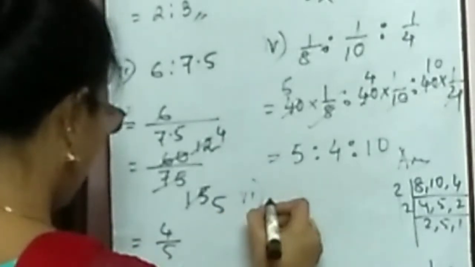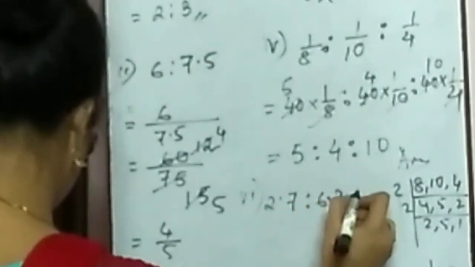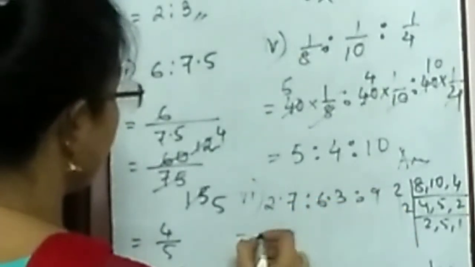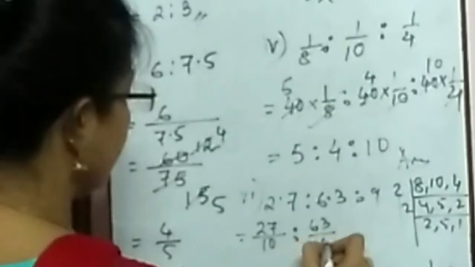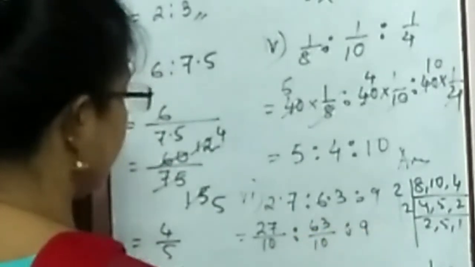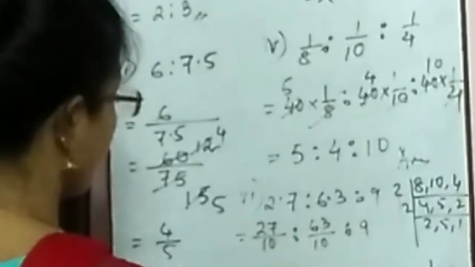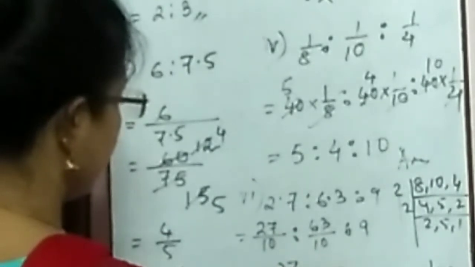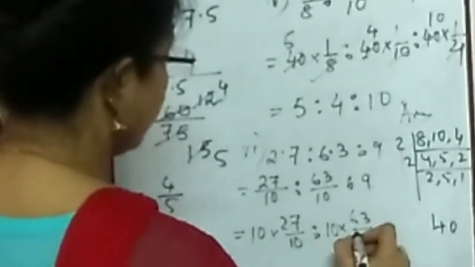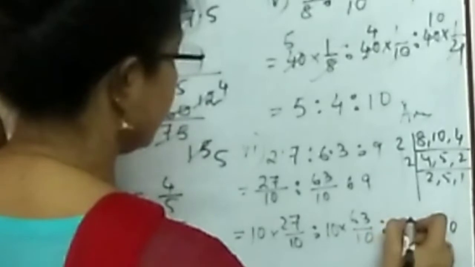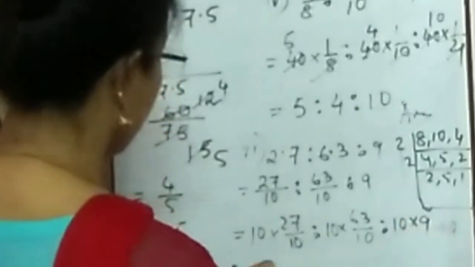Question number 6. You need to make 2.7 is to 6.3 is to 9. First you remove the decimal. It will be this, 63 by 10, then 9. So what we have seen, 10 and 10. So by 10 you multiply all the terms, 27 by 10, 63 by 10, 10 into 9.